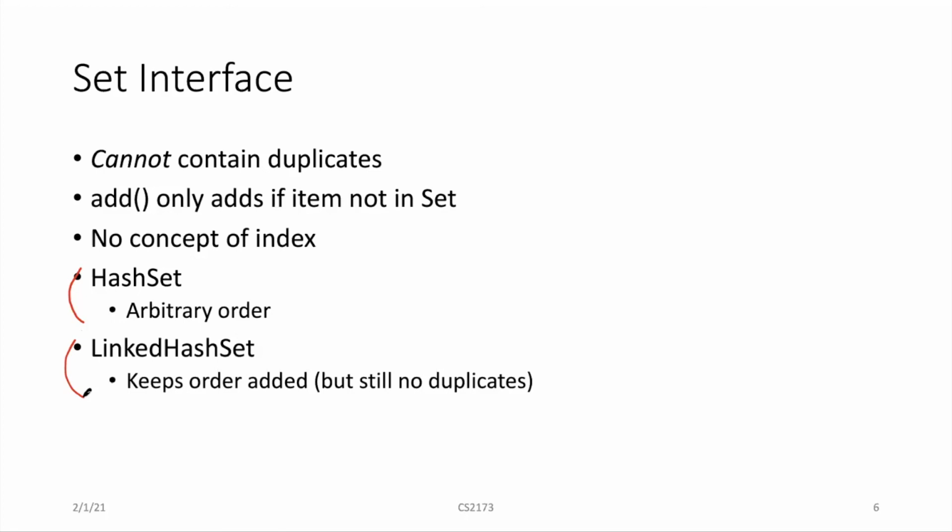So that's the main difference between a list and a set: a list has a concept of an index and can contain duplicates. A set does not have a concept of an index and it cannot contain duplicates.